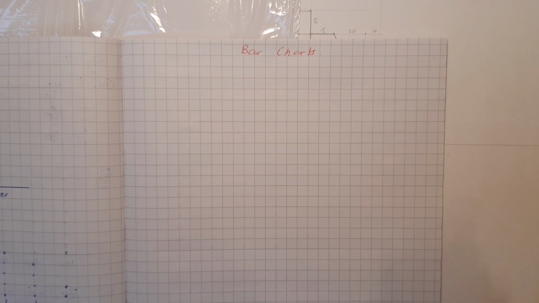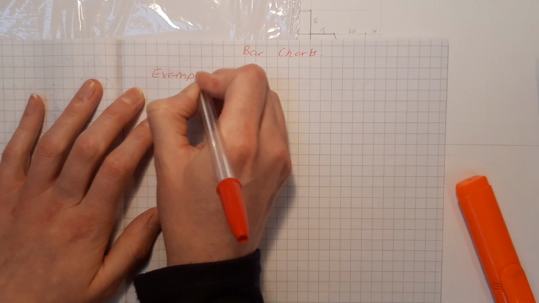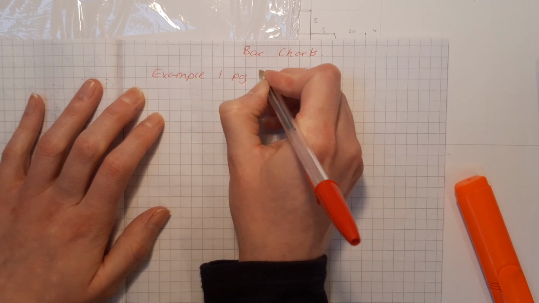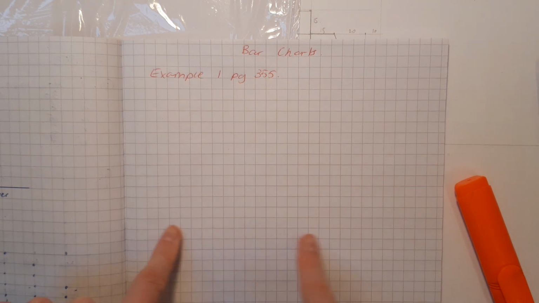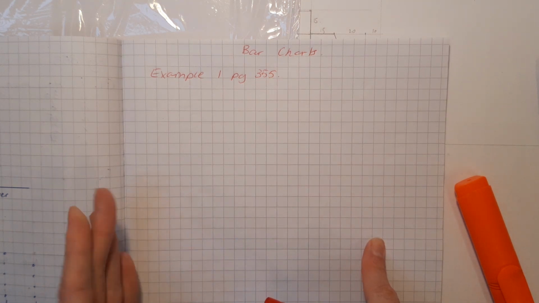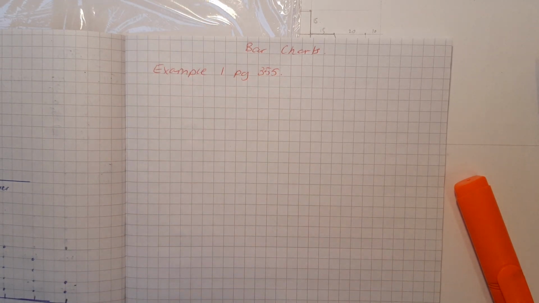And you take down this example as well. So this is example 1 on page 355. And we've makes and models of cars. The makes will go on the horizontal axis. The number will go on the vertical axis. And the biggest number we have is 32.